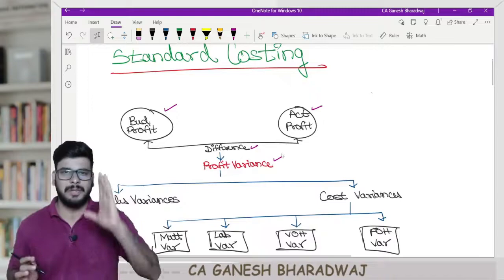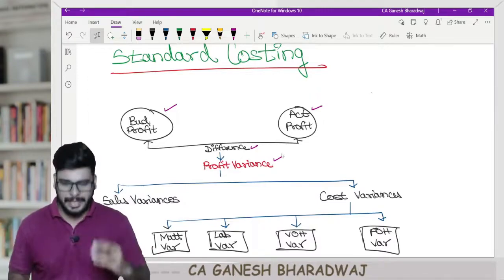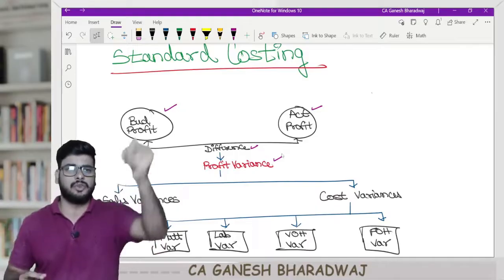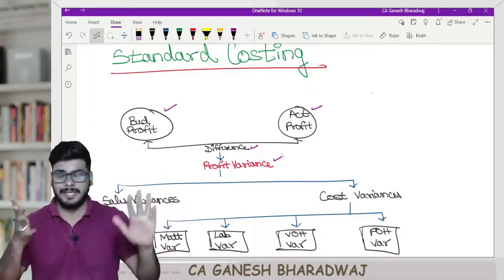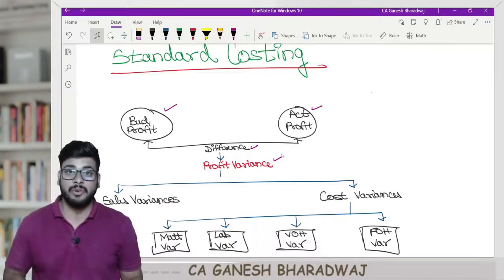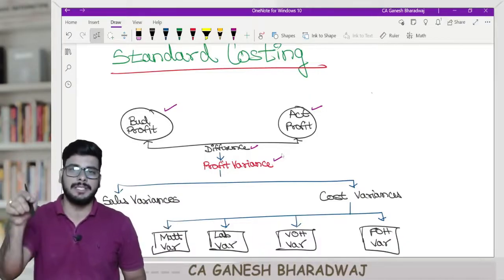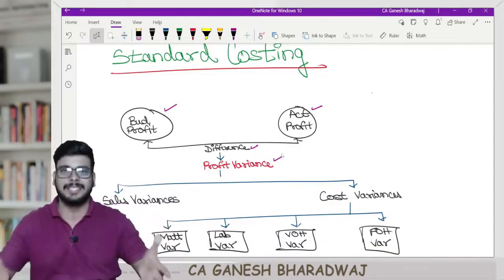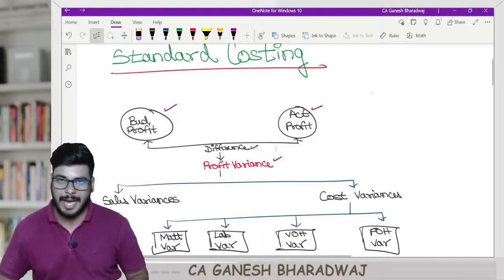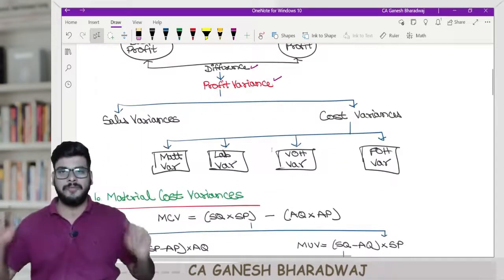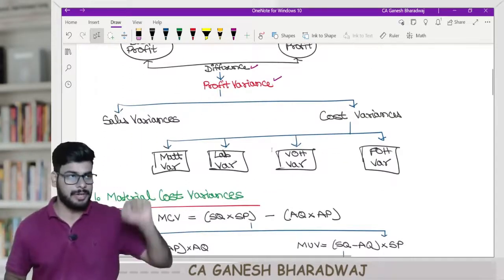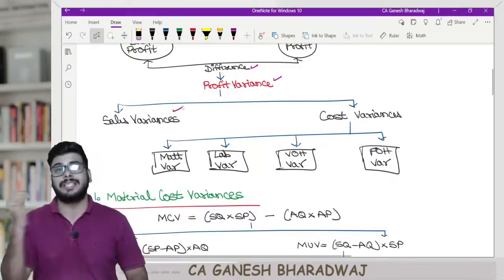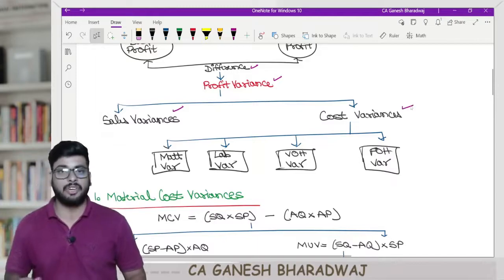Are you clear with this? What do you mean by variance? Variance means difference, the difference in profit. Here, if you just report that so and so is the amount of profit variance, that is not enough. We need to know why, what were the reasons resulting in this particular profit variance. That is the study of this entire chapter called standard costing. The profit variance is attributable to two broad reasons. One is the variances happening on the sales side. The other is the variances happening on the cost side.